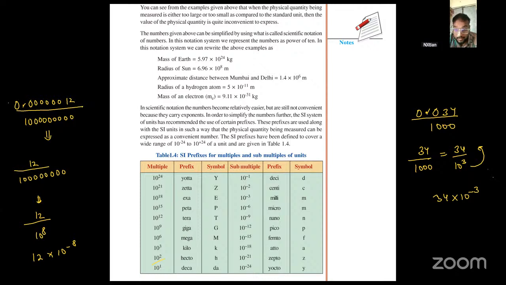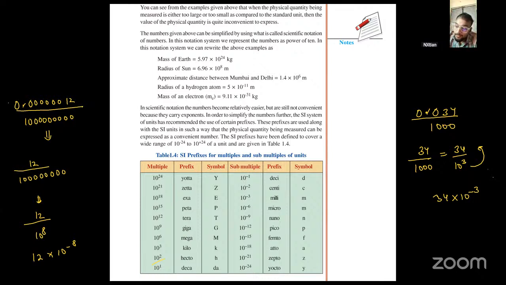Joshua, turn on the camera. Sam, turn on the camera. Understood, beta? Any problem? Ask me. No problem? Jishron, any problem? Ask me, please.